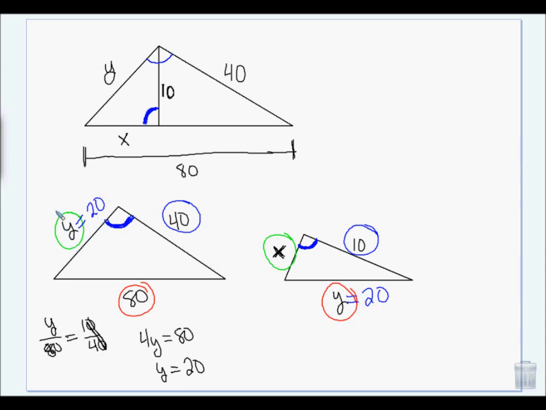So now I know what this side over here is, 20. So now I know what x goes with is 20. So I do x over 20 is equal to 10 over 40, which we already know is 1/4, right? So 10 over 40, which is 1/4. So I get 4x equals 20, so x is 5.